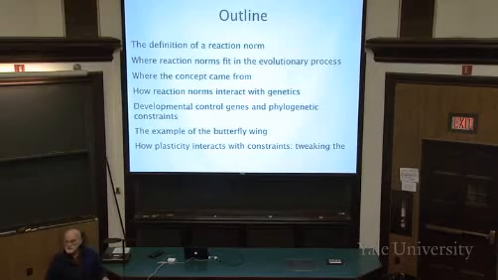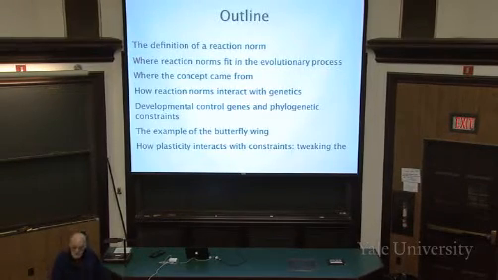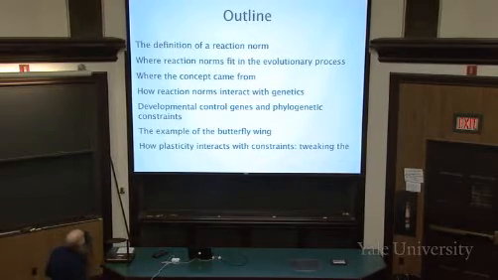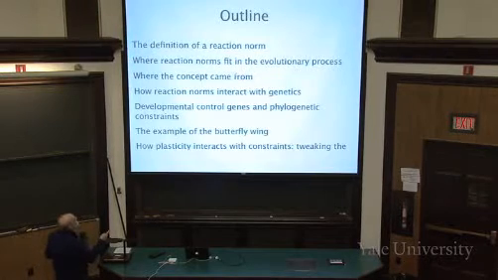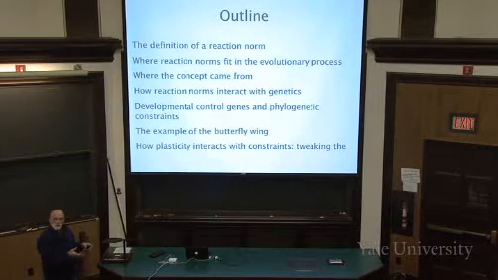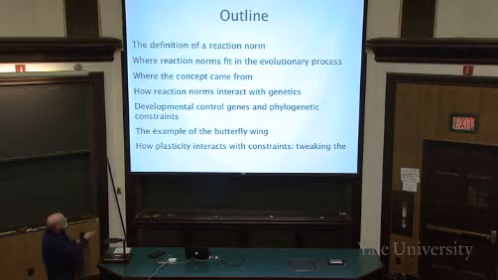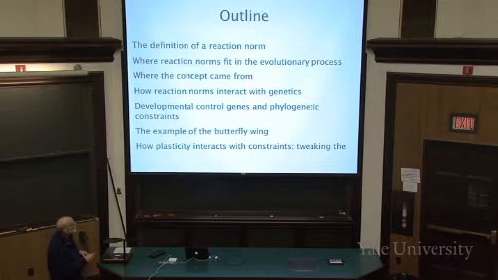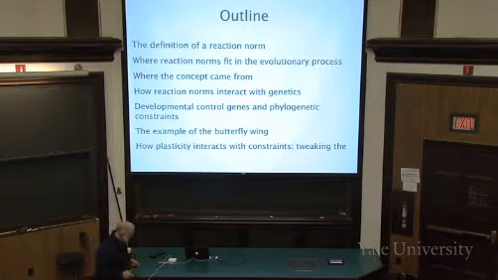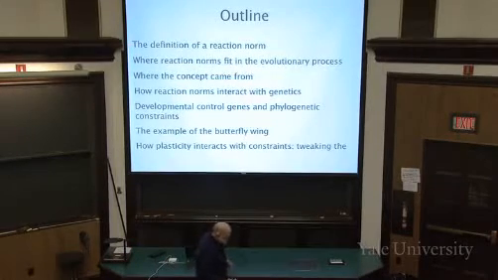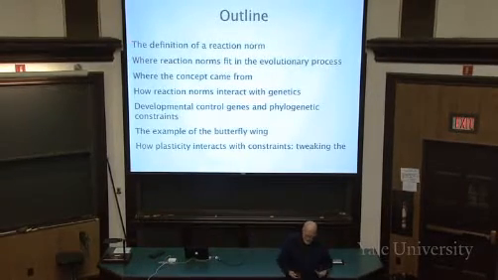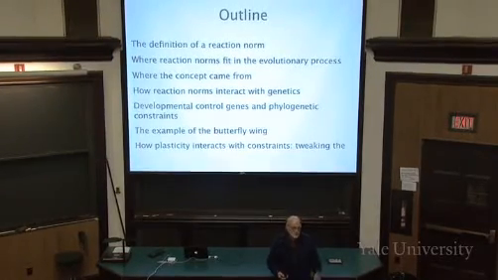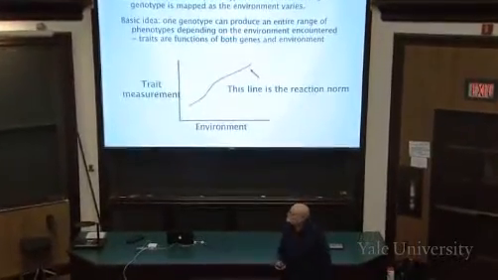You will end up seeing that all aspects of all organisms are determined both by genes and by environment, and there are clear ways to think about it. Then I'll show you how this kind of immediate short-term phenotypic plasticity interacts with developmental control genes and phylogenetic constraints, and I'll do that with the butterfly wing. And we will see at the end that, in fact, biology is, it's not surprising, biology is complexly organic in a very deep way, and we can see that in the butterfly wing example.